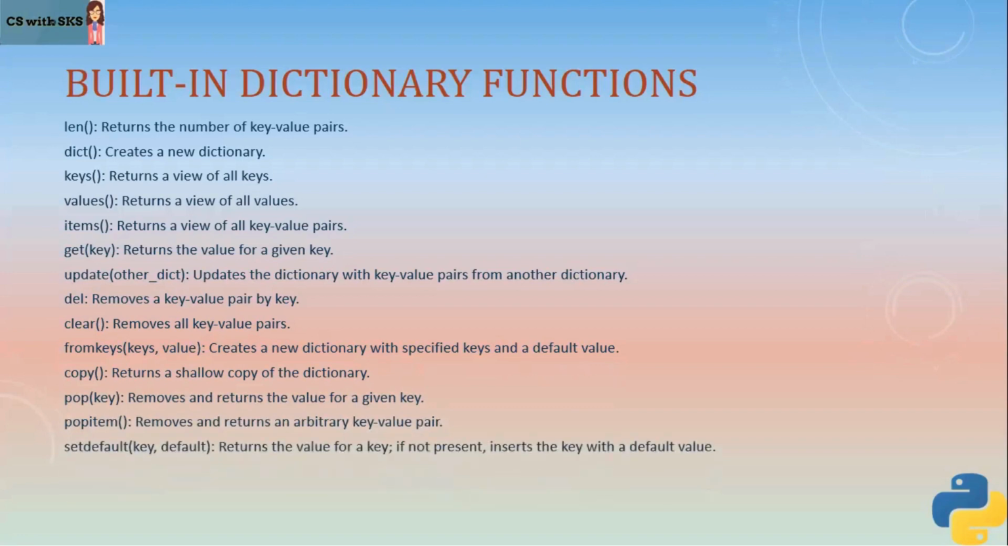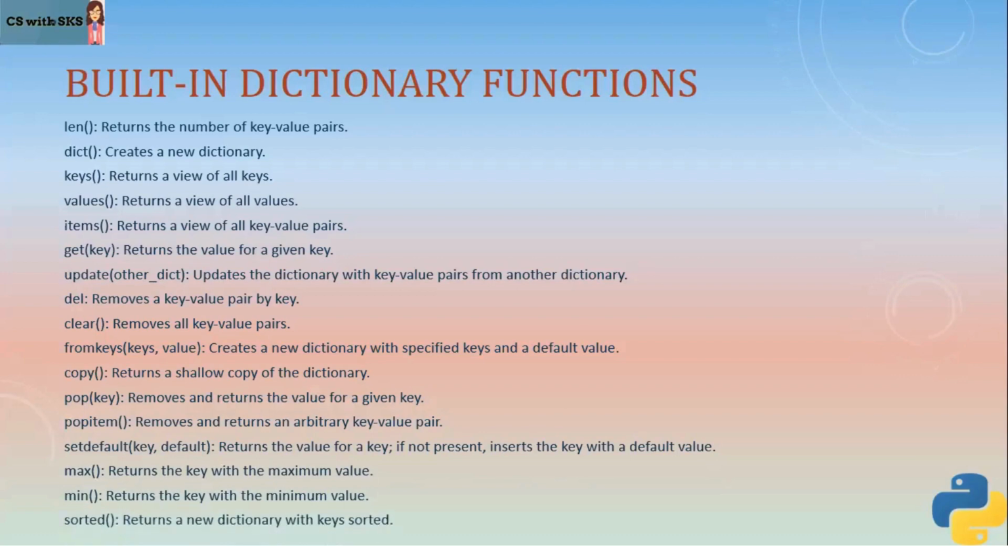Set default returns the value for a key if present; if not, it inserts the key with a default value. Max returns the key with the maximum value. Min returns the key with the minimum value. So these are some inbuilt functions, including sorted, which returns a new list with keys sorted, right? You can just sort everything.